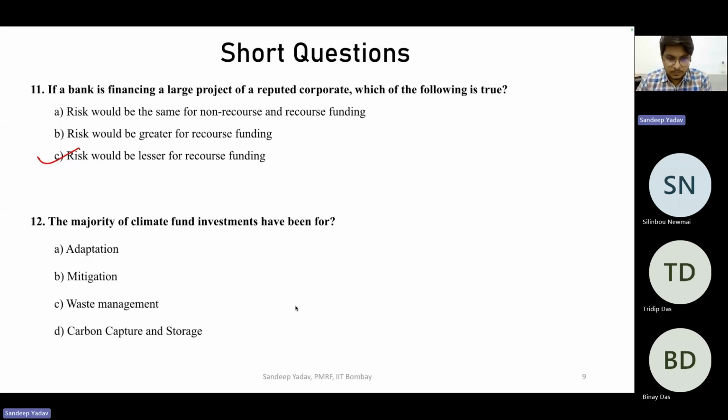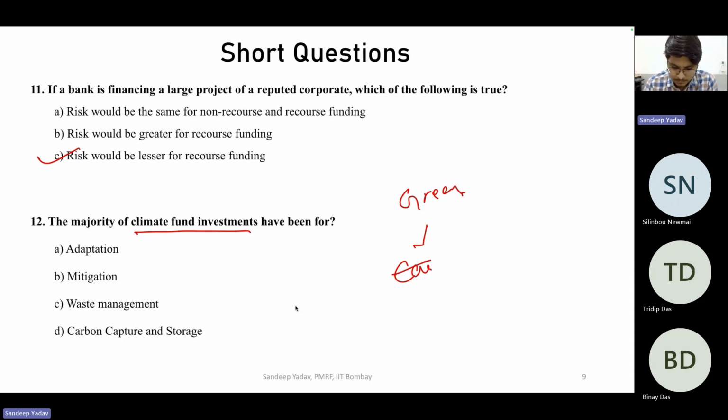Yeah. So let's move to question number 12. The majority of climate fund investment has been for adaptation, mitigation, waste management, or carbon capture or storage. We've just covered that climate investment fund, or that green fund. The green fund, these are majorly related to carbon capture, storage, and mitigation.